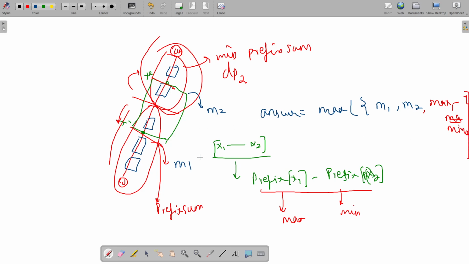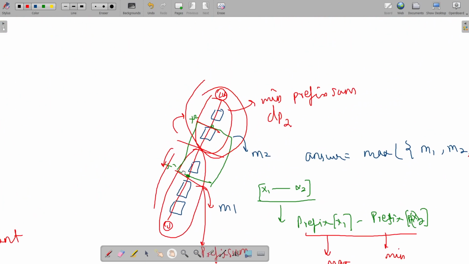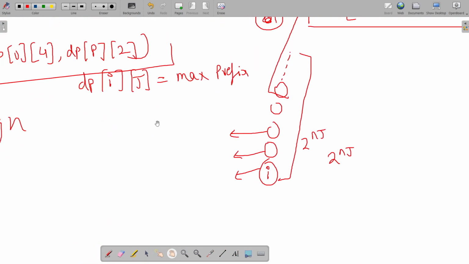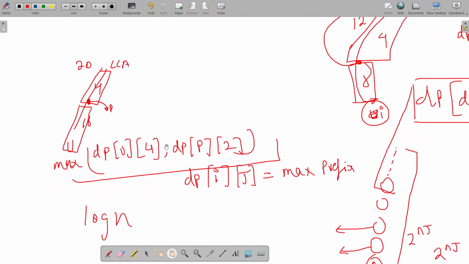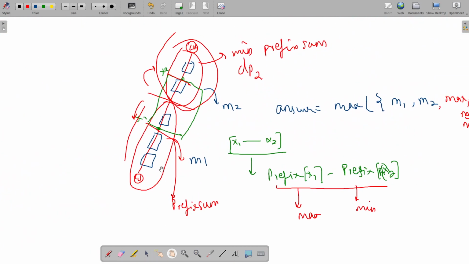And how do you find it? We have already discussed somewhat before, right? In this range, you want to find the maximum. In this range, you want to find the minimum. So you can use the concept of binary lifting, which I told you. Using that DP array that you had originally made, you can find the maximum in this range in the end.